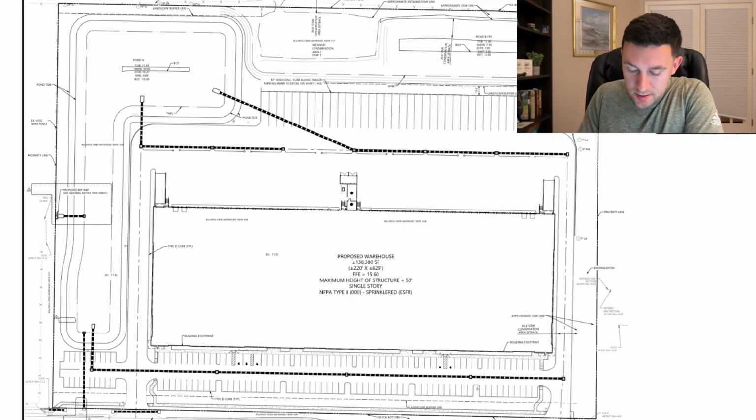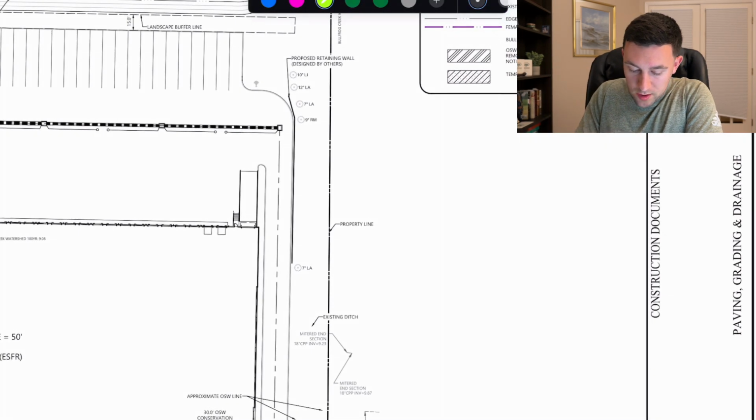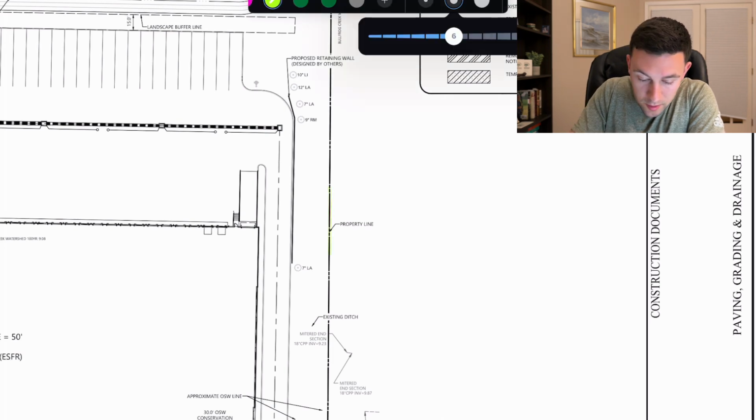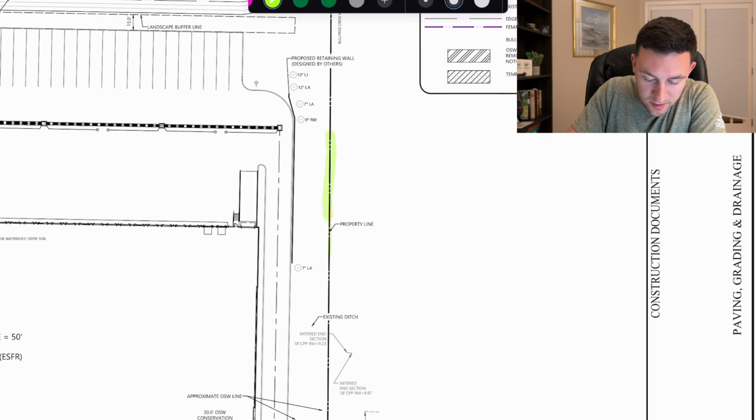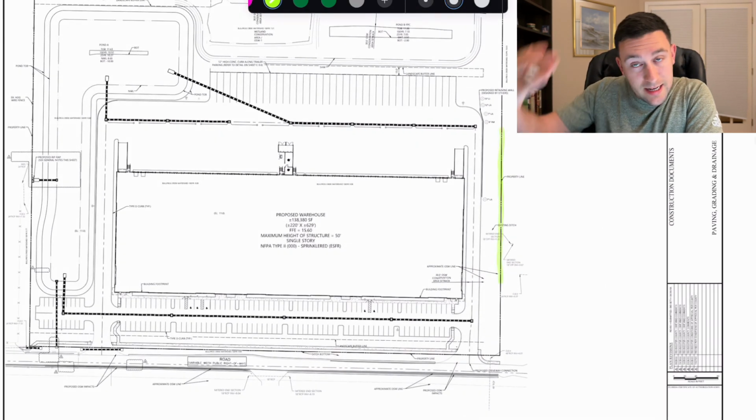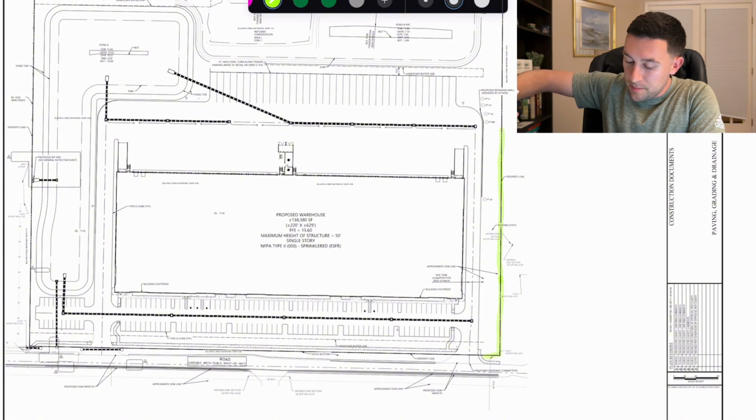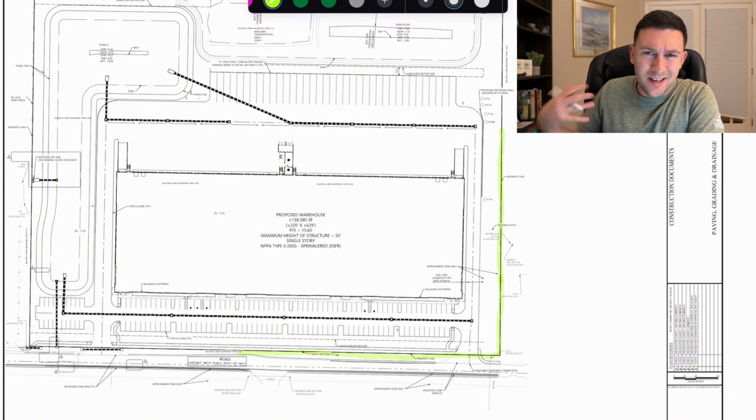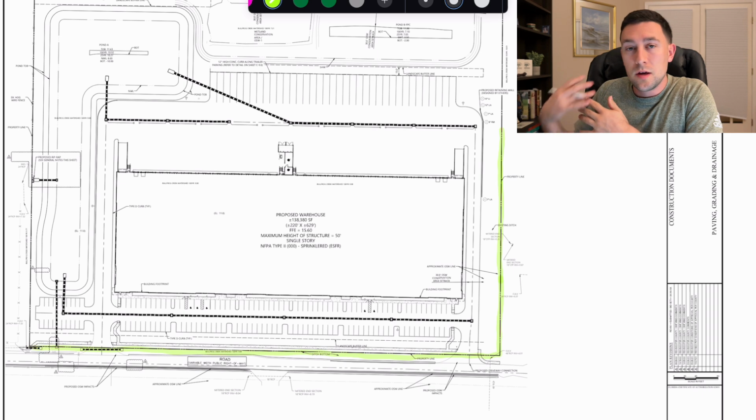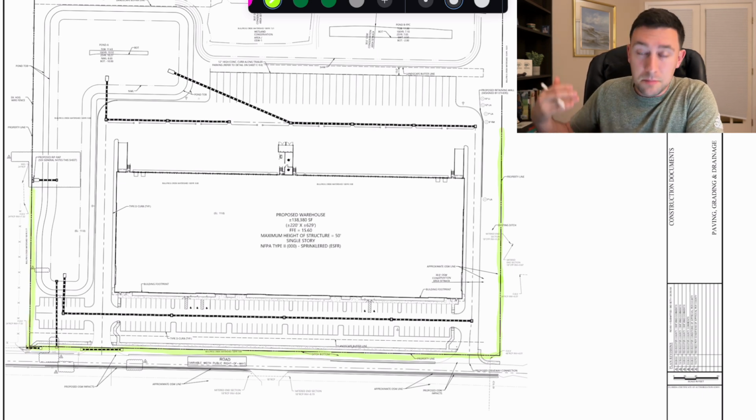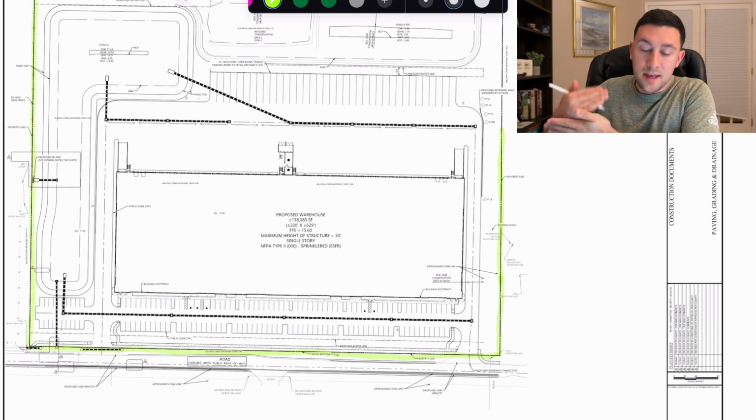So, for instance, the first thing that I'm looking at is this boundary. I'm just going to give it a little highlighter here. I'm going to go ahead and highlight this boundary. So I'm highlighting this boundary in green. So again, that's the boundary. I cannot grade outside of that boundary nor build anything outside, again, without some sort of special easement or agreement. So I need to be tying my grades into that boundary.